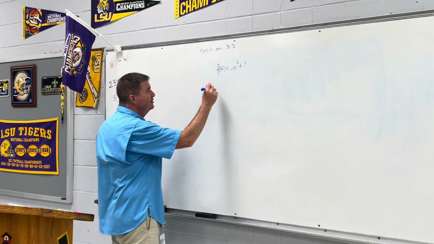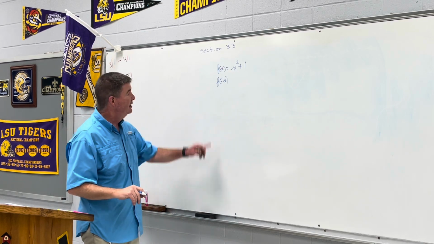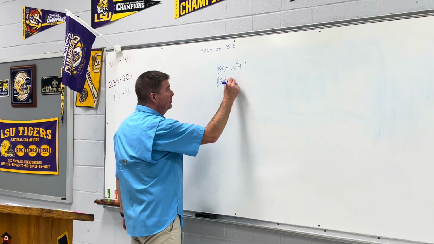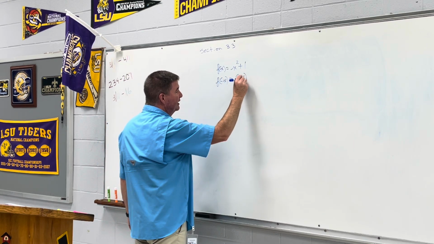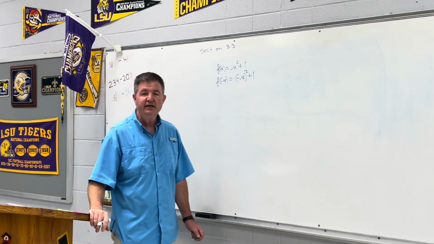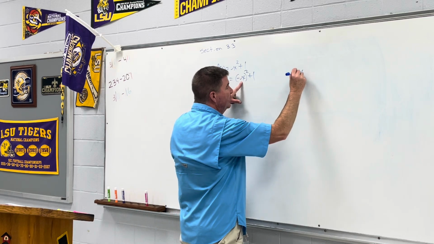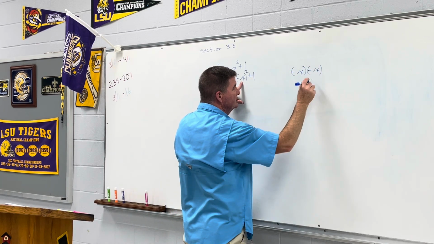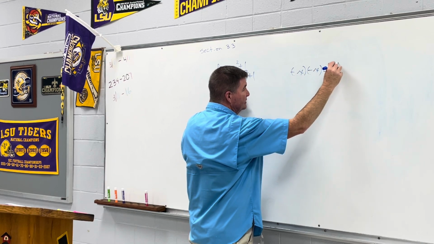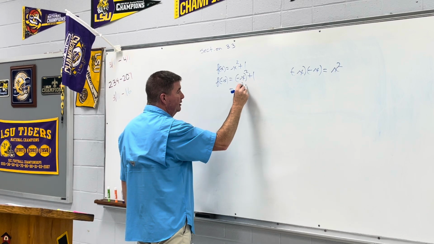The first thing we do is we plug in a negative x. We plug in a negative x for x in the function itself. When we plug in a negative x, it's negative x squared plus 1. Once we plug in the negative x, we evaluate. Negative x squared means negative x times negative x. Negative times a negative is a positive. X times x is x squared. So negative x squared is just x squared plus 1.